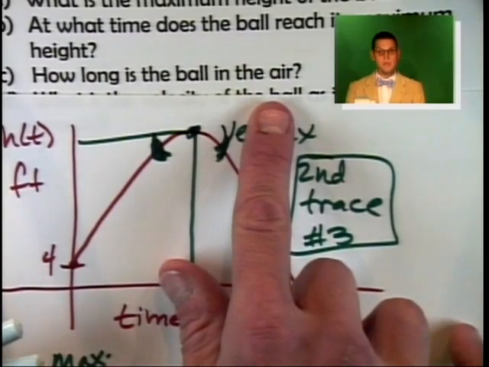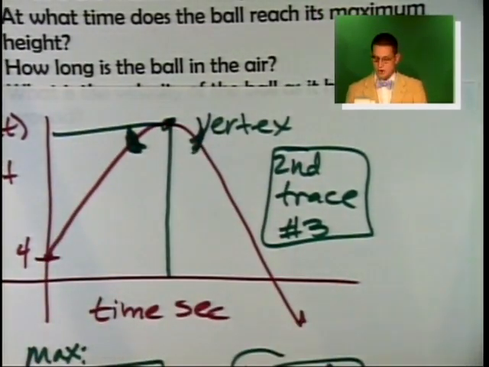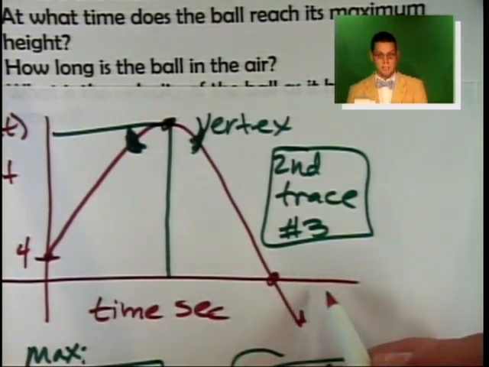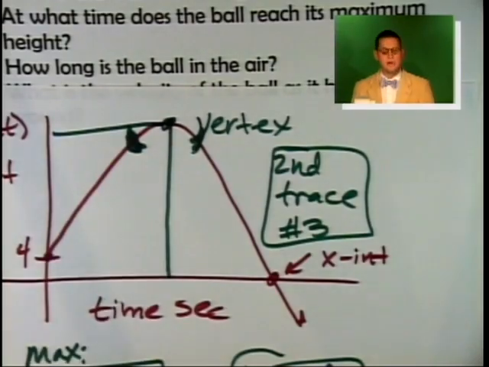How long is the ball in the air? Well, let's see. If we throw the ball up, it's going to, boom, hit the ground right here. So this is the ground. The x-axis is the ground. I want to find that x-intercept. Well, we just found x-intercepts today. We have a couple of ways to do that.